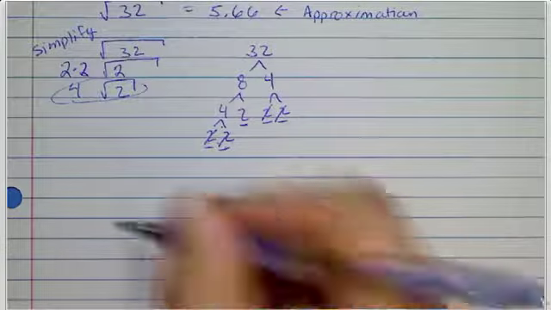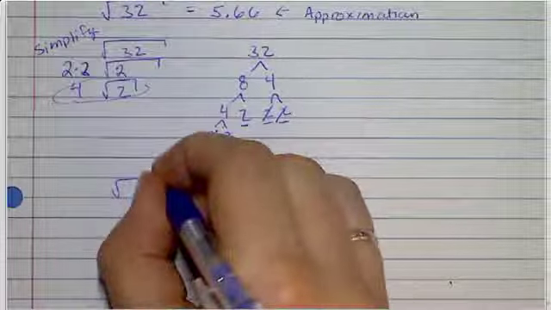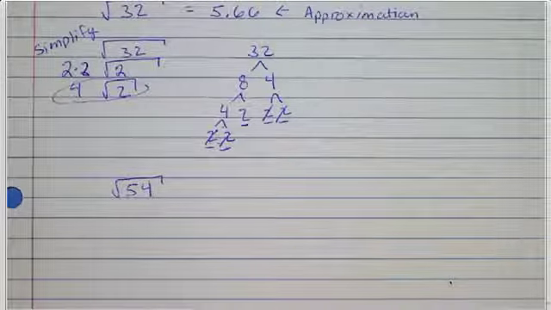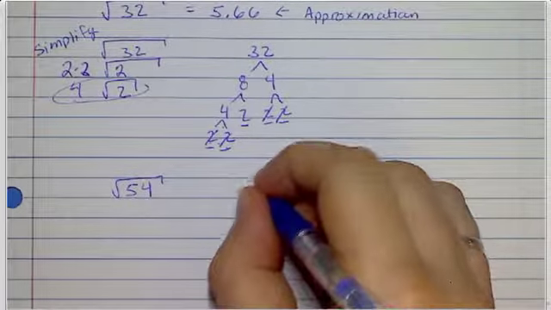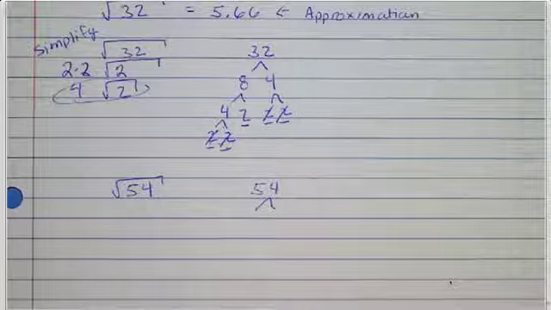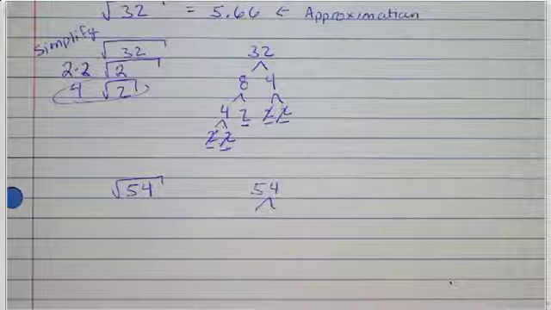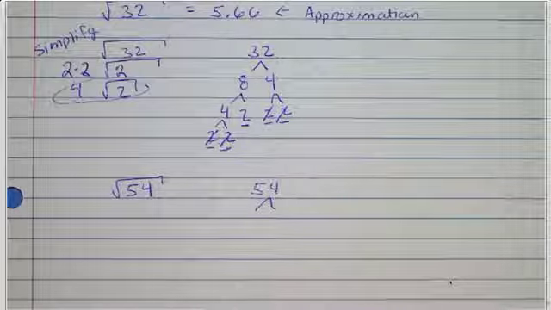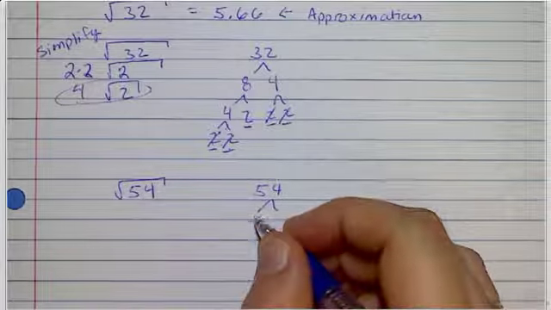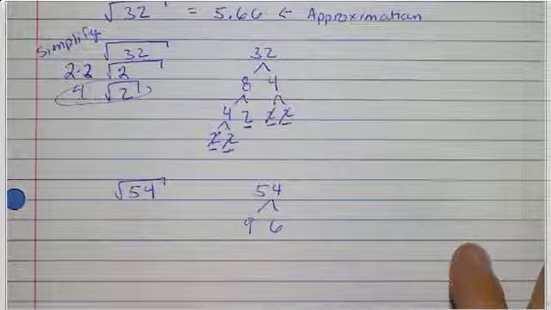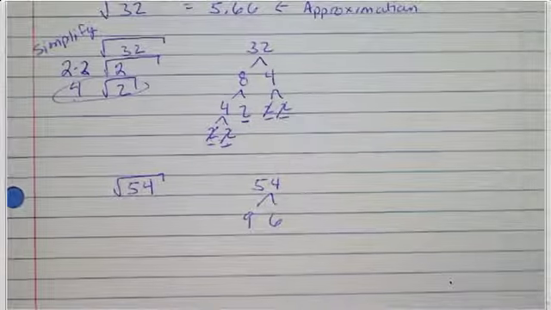So let's do the square root of 54. So I'm going to take 54 off to the side here, and I'm going to break it down into its prime factors. So 54 can break down a bunch of different ways. I could do 9 and 6. I can do 27 and 2. So it doesn't really matter which of those 2 methods you choose to start. I'm going to do 9 and 6 just for funsies. But if you wanted to do 27 and 2, that would be fine.